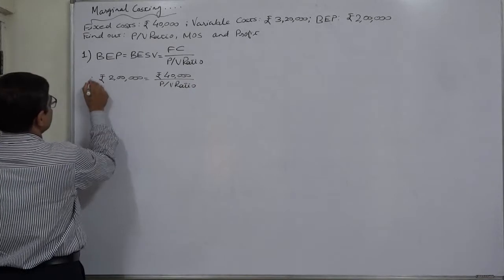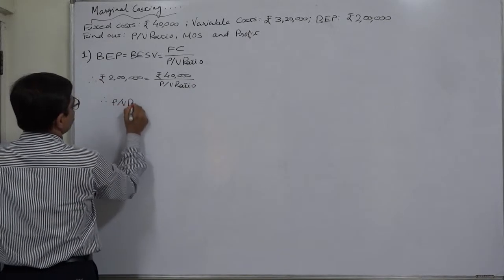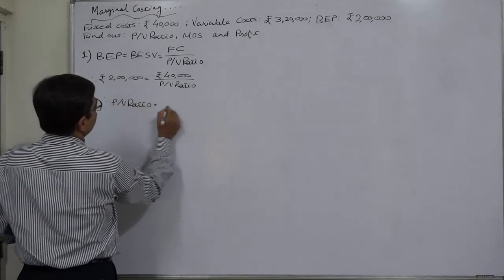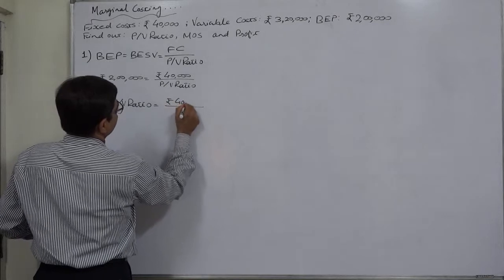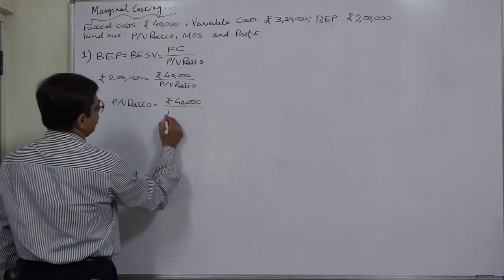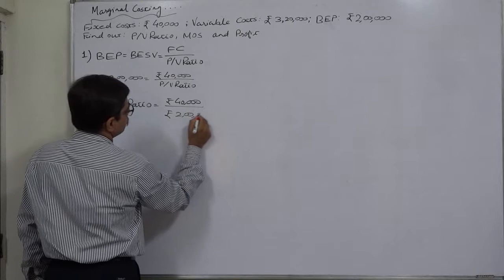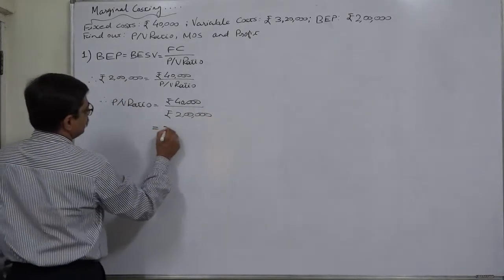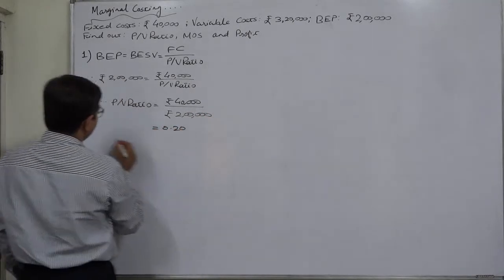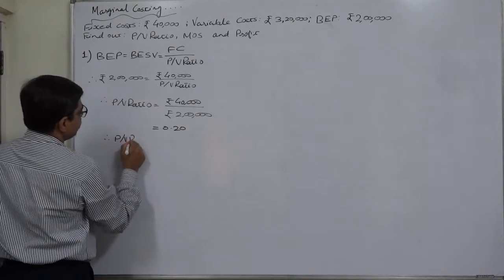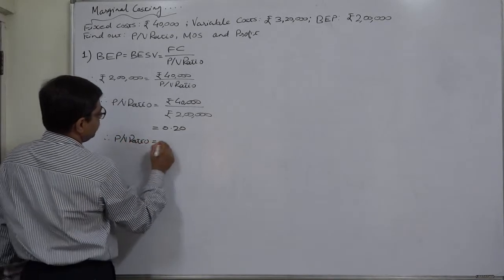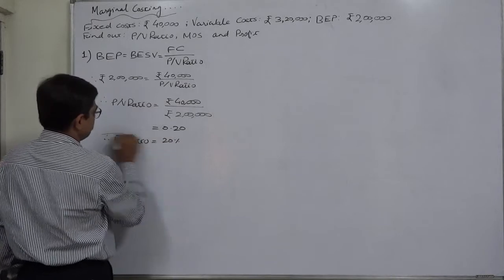So now if we change the subject of the formula, PV ratio becomes the subject and fixed cost as it is as a numerator, and the new denominator is rupees 2 lakh, that is BEP. The answer is 0.2, so we can say that PV ratio is 20%.